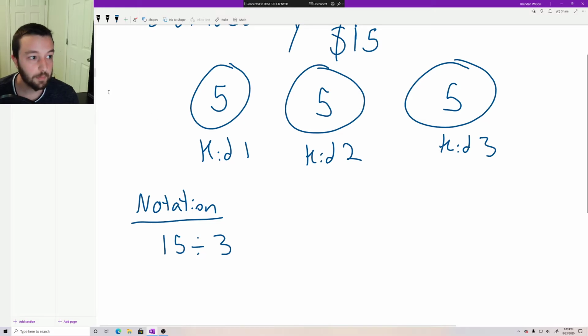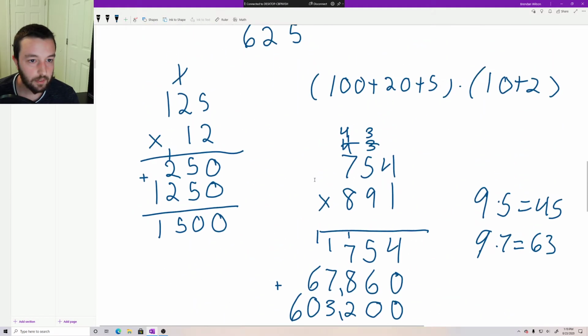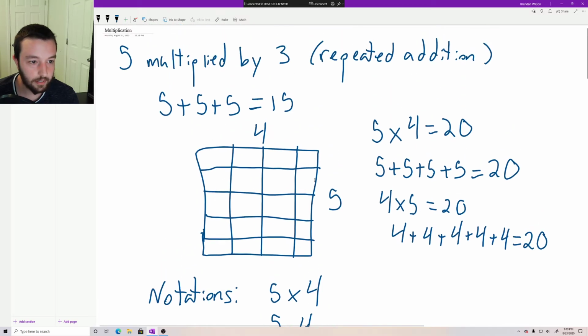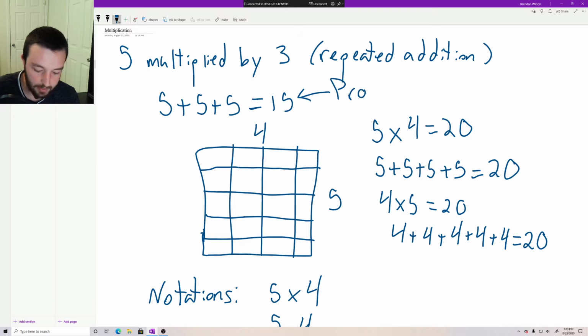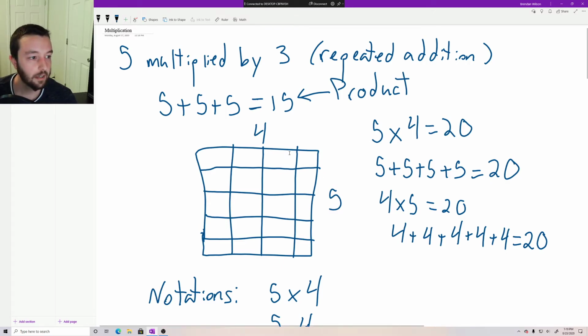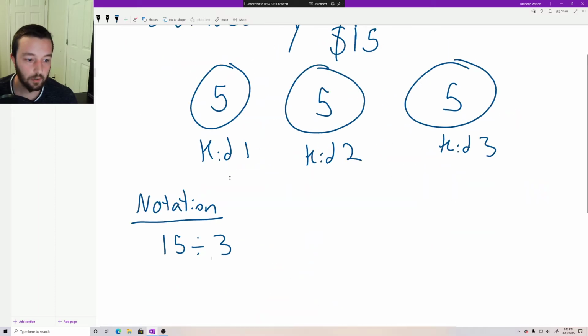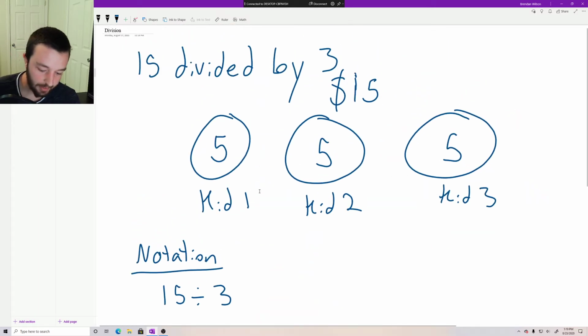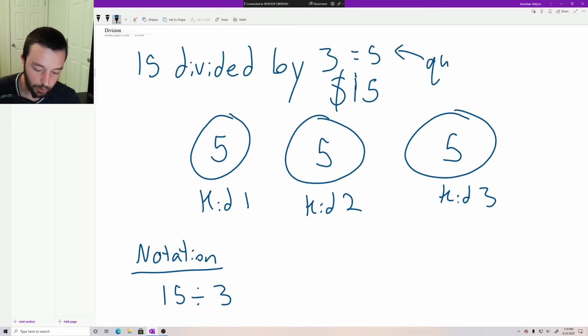Oh, one thing I forgot to mention about multiplication is that our answer here, the 15 or whatever the answer is, is called the product. So we say 15 is the product of 5 and 3. With subtraction, our answer was called the difference. With addition, it was called the sum. Multiplication, it's called the product. With division, the answer, which in this case was 5, is called the quotient. Okay, quotient.